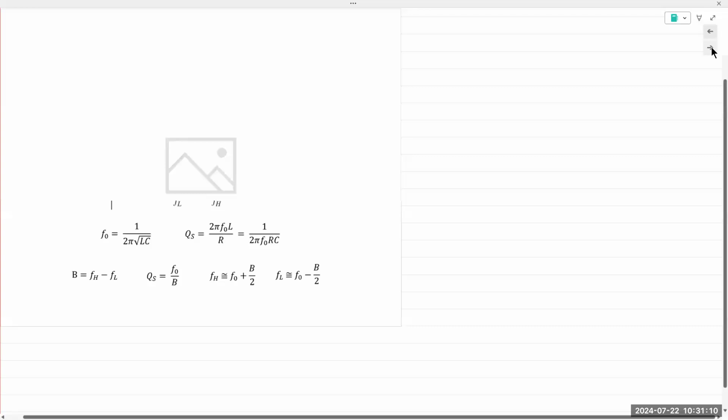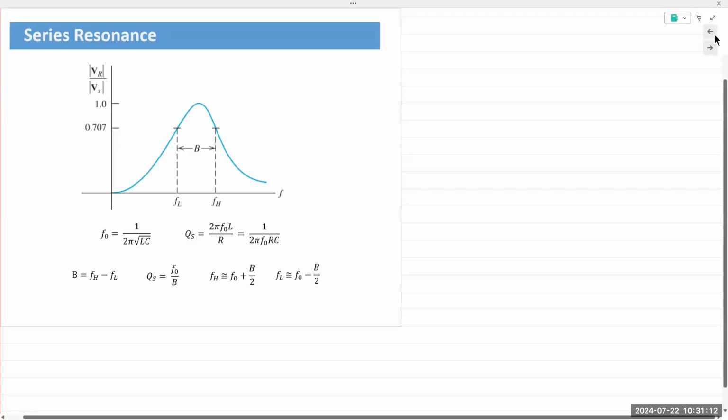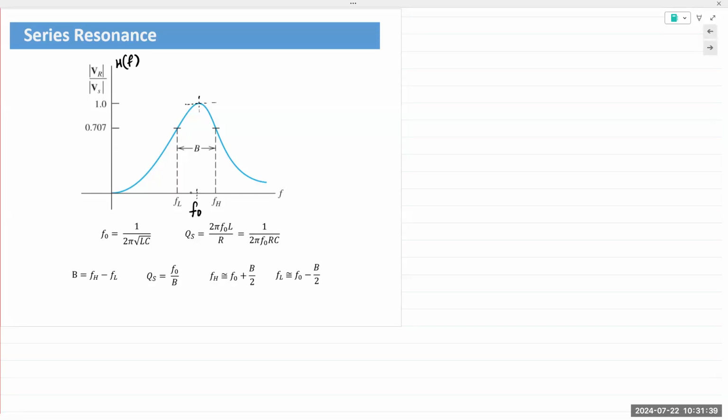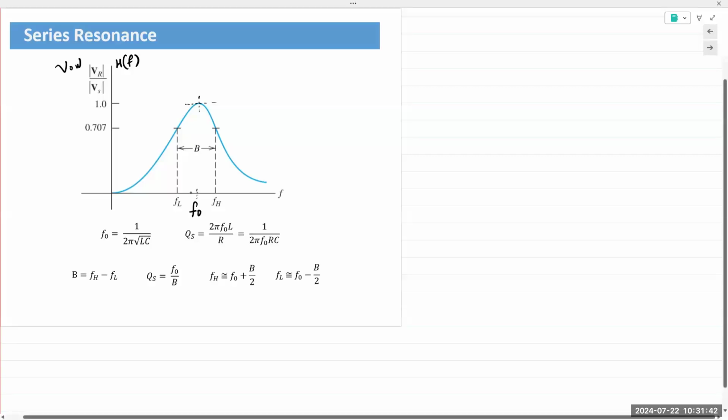Where is my image? There it is. So here we say that the output is max. This is, of course, a chart of, sorry, not frequency. We would say transfer function H of f as a function of frequency f. You could also say this is V out as a function of frequency.